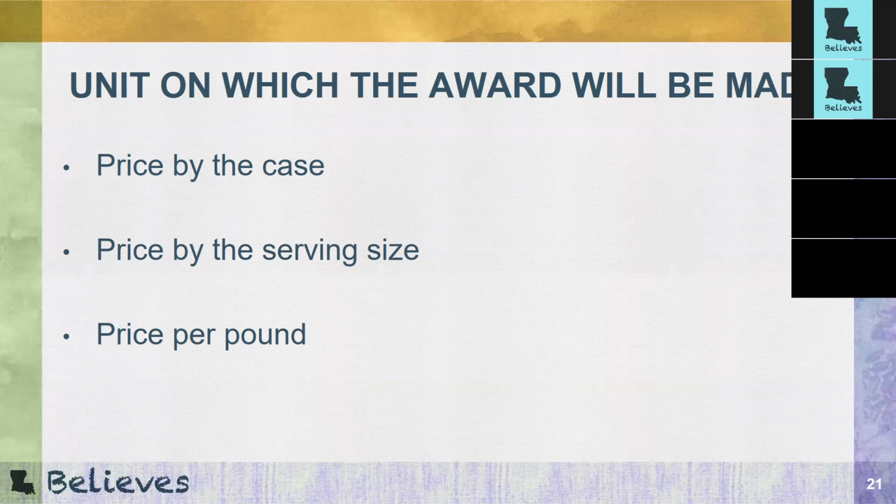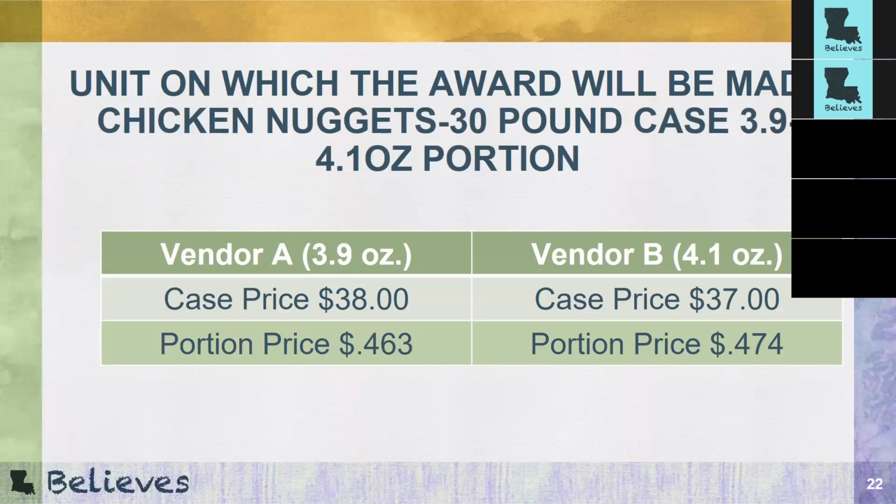Be careful when you're allowing weight ranges, as this could lead you to awarding an item to a vendor that does not have the lowest price. For example, if I use in my description a weight range of 3.9 to 4.1 ounces portion of chicken nuggets, such as in this example, it looks like vendor B has a lower case price. But their portion price is higher. If the SFA states they will be awarding by the 30-pound case and choose vendor B because the case price is cheaper, they would not be awarding to the lowest vendor.